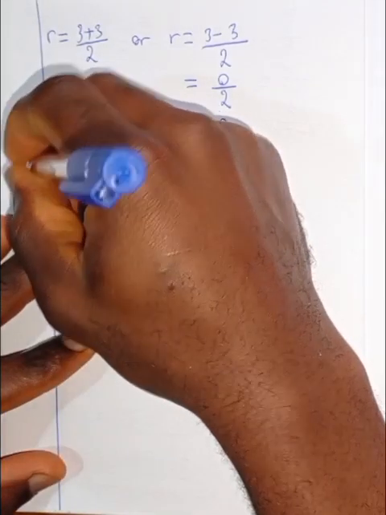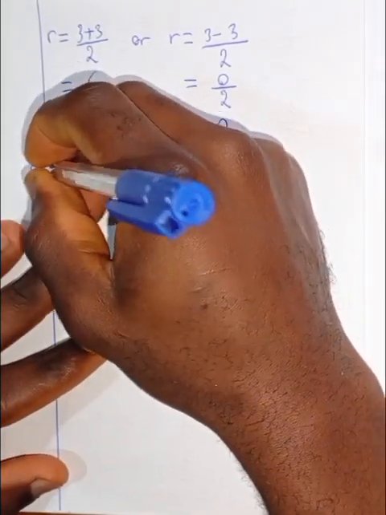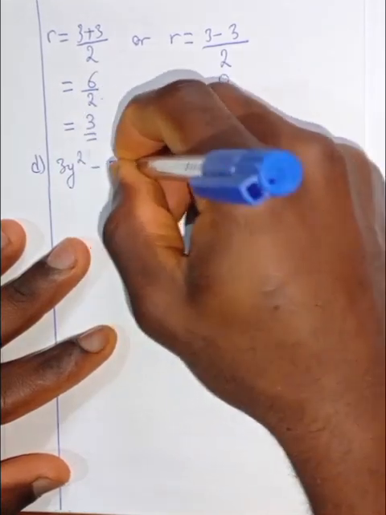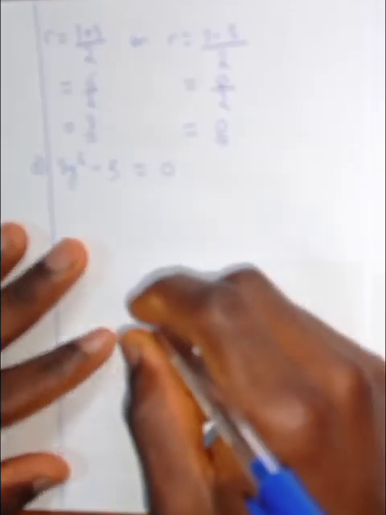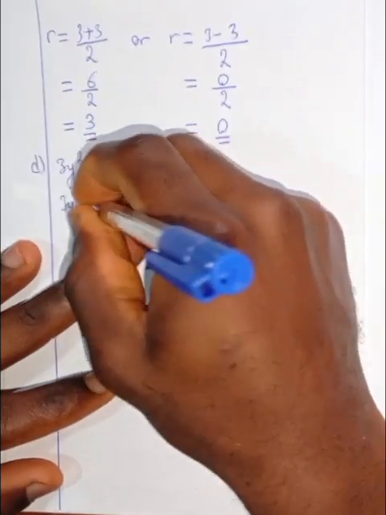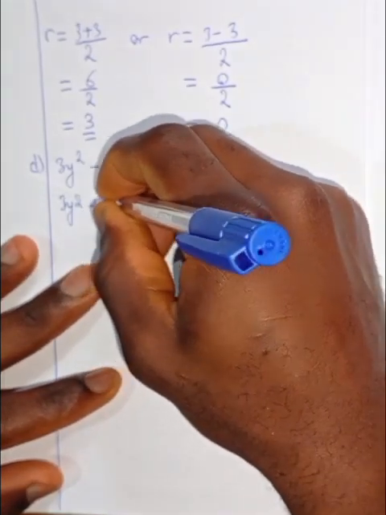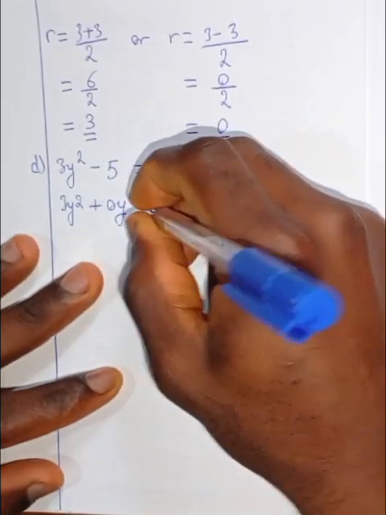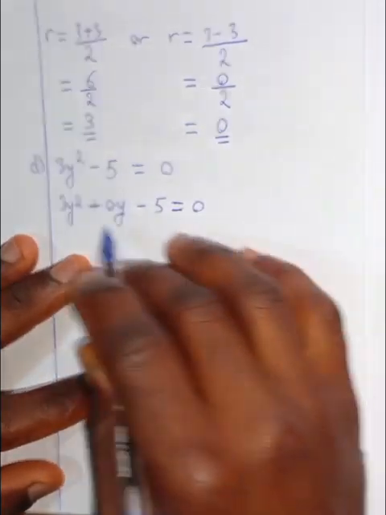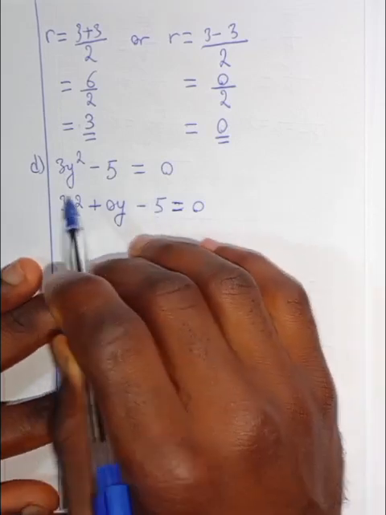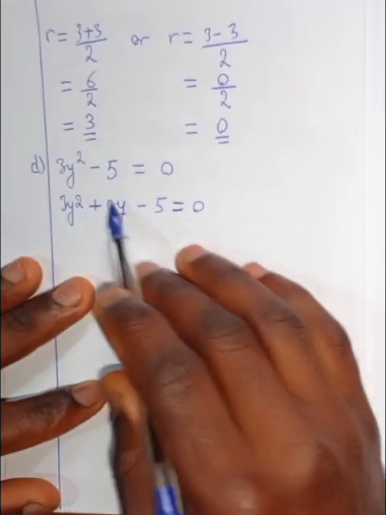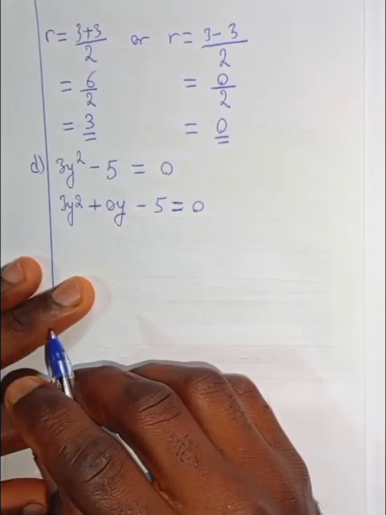We go now to the last question, question D. We have 3y squared minus 5 is equal to 0. We can write this quadratic equation as 3y squared plus 0y minus 5 is equal to 0. We are doing so because, looking at the quadratic equation, you'll see that the term in y is absent.